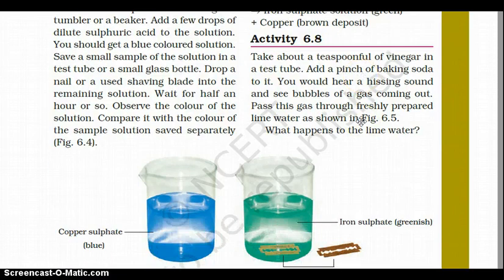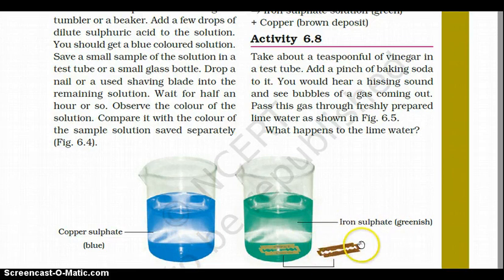So what was the observation? This is blue in color, and when we dropped an iron piece into this copper sulfate, what happened? The formula of copper sulfate is CuSO4, and when we dipped iron into it, the iron reacted with the copper sulfate solution and formed a solution which is iron sulfate, and this is green in color.